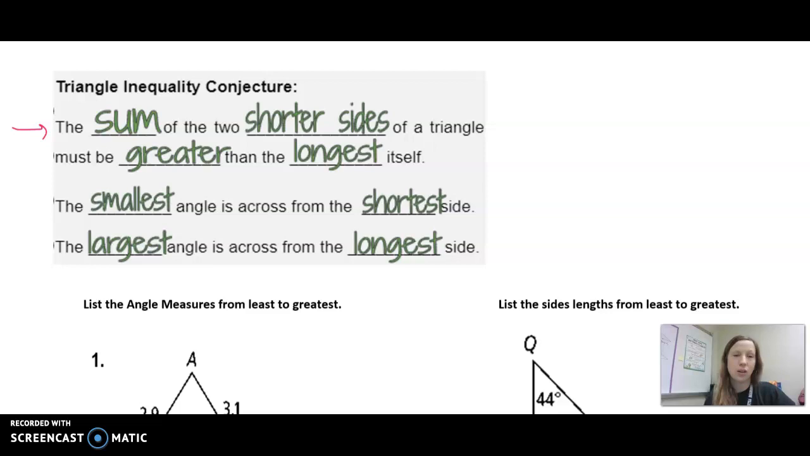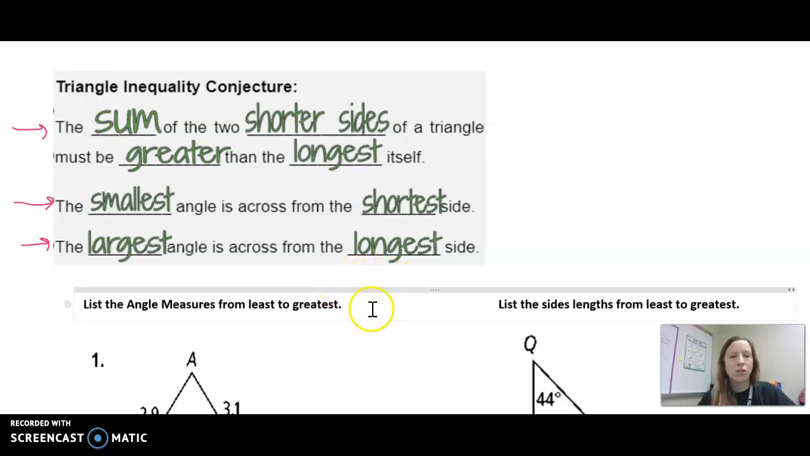But there's one other part of it. I like to call it the side angle conjecture, and that states that the smallest angle is always across from the shortest side, and the largest angle is always across from the longest side. So even if we don't know the angle measures, if we know the side lengths, we can tell which the biggest angle is or the smallest angle. We may not be able to tell exactly what their measures are, but we can tell which one's the biggest, which one's the smallest, and which one's in the middle.